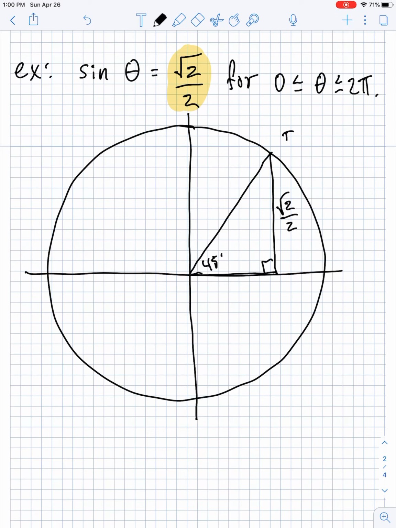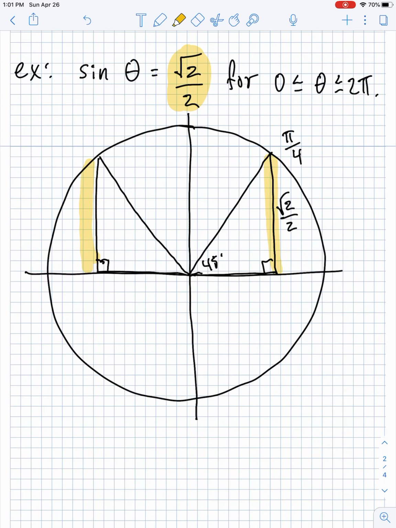The answer is pi over 4, which is 100% true, that sine of pi over 4 is root 2 over 2. But here's the problem, you guys. This height of this triangle, if you were to continue around the circle, there's going to be another one over here. See how this is also a height of root 2 over 2? In fact, at this point right here, if you flip that triangle into quadrant 2, you're going to get a second triangle that also has a height of root 2 over 2.